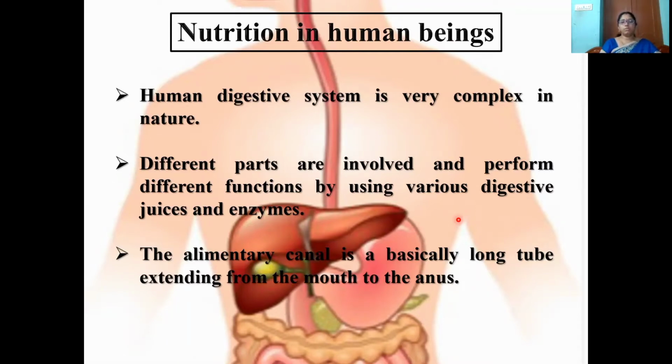The human digestive system is very complex in nature. Different parts are involved and perform different functions by using various digestive juices and enzymes. The alimentary canal is basically a long tube extending from the mouth to the anus.